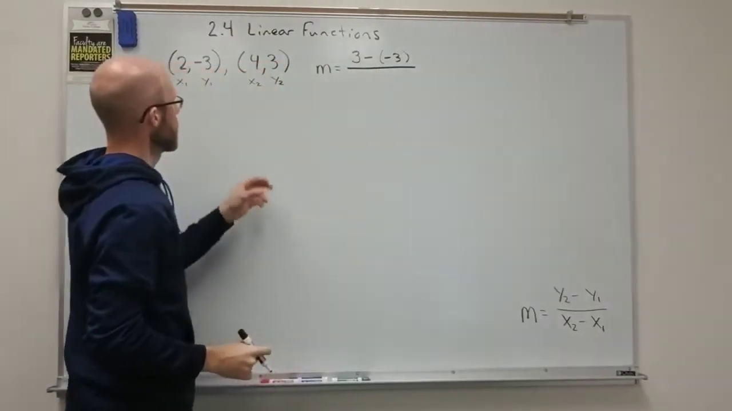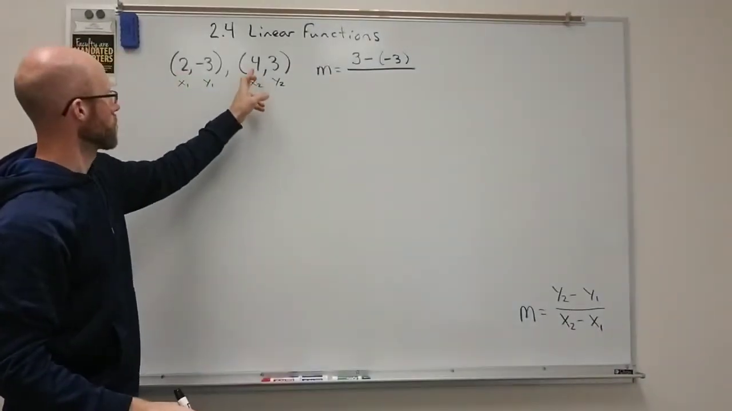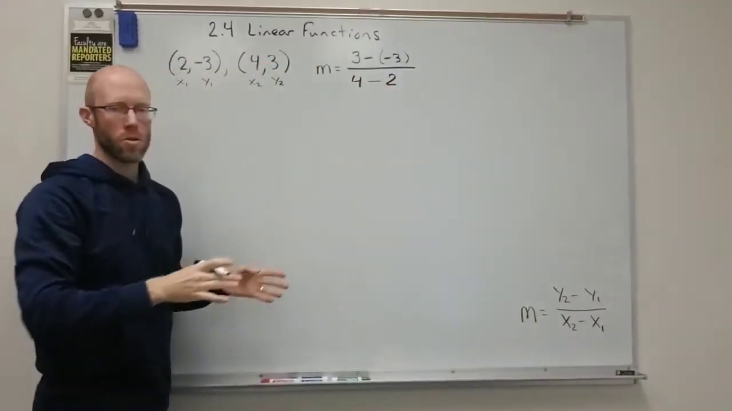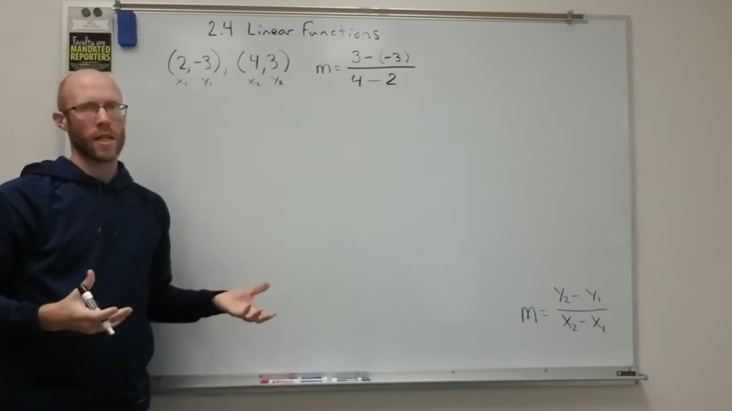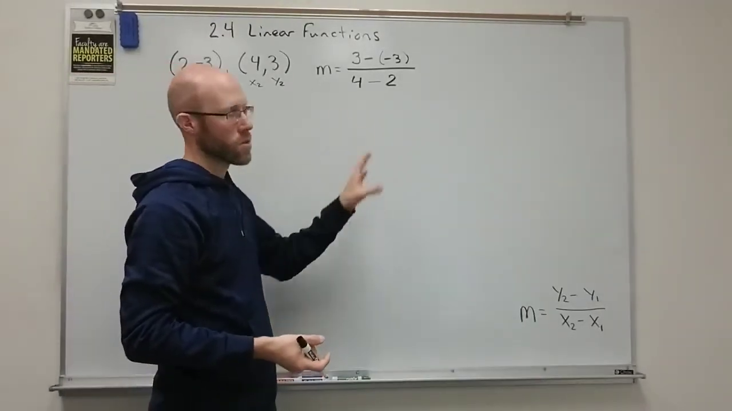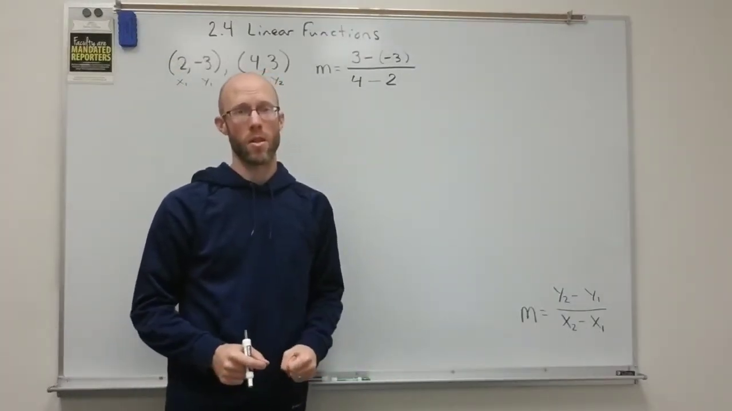Now on the bottom, I'm going to have the difference in the x's, x2 minus x1. So it's going to be 4 minus 2. I didn't bother to use parentheses on those. I usually only use parentheses with the negatives. Technically, I really should put the parentheses in either way, but it's just quicker to leave them off. But when there's negatives involved, you really want to be careful there.